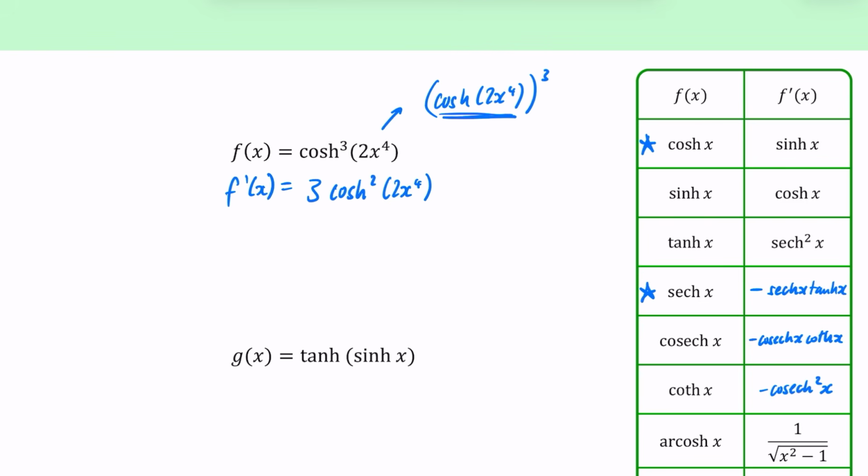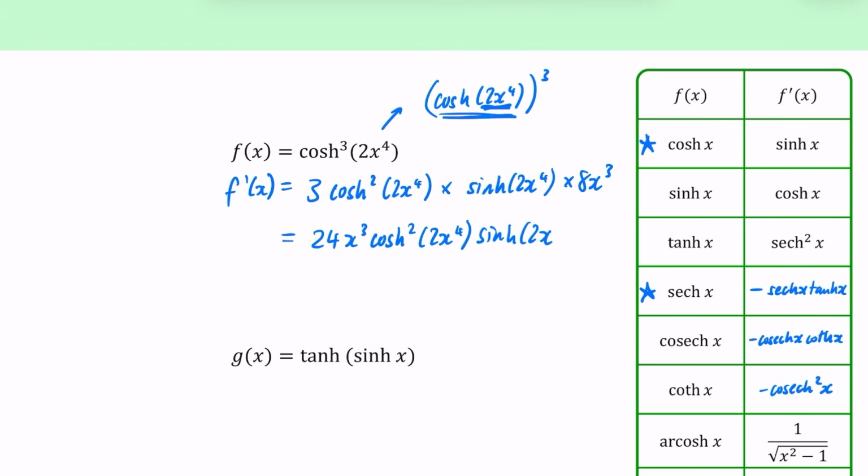Well, cosh of 2x^4 is going to go to a sinh of 2x^4, but there's that 2x^4 inside the function as well. So I also need to multiply by the derivative of this, which is going to be 8x^3. Meaning that for the final answer, the 3 and the 8 give us the 24. We have the x^3, we have the cosh squared 2x^4, and we also have the sinh 2x^4.